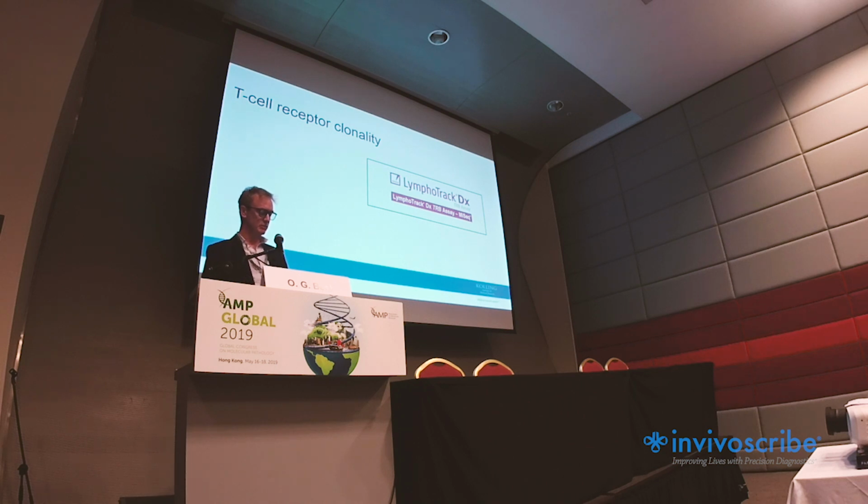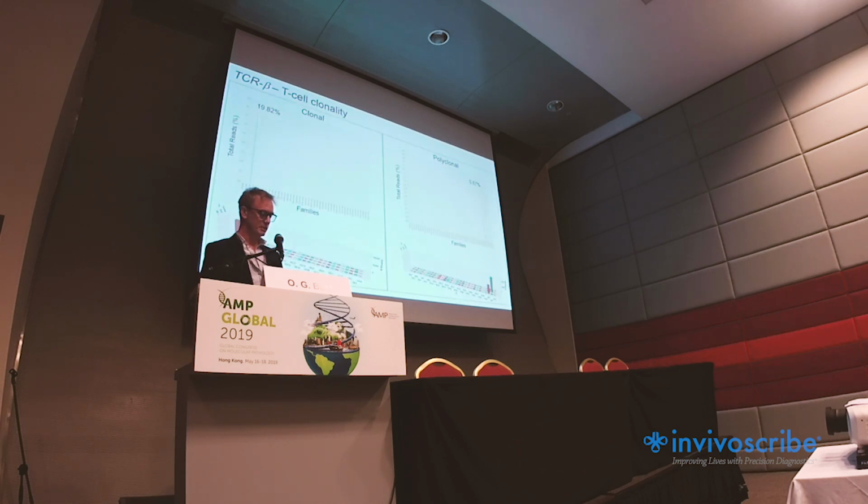So moving on, T-cell receptor clonality. Again, we use the LymphoTrack TR-beta kit on the MiSeq instrument. This data just shows an example of a clonal and an oligoclonal sample, and you can clearly see that in the clonal sample on the left there really is only the one peak, and on the right we've got a polyclonal picture where the most frequent read was only identified in 0.87% of the total number of reads.